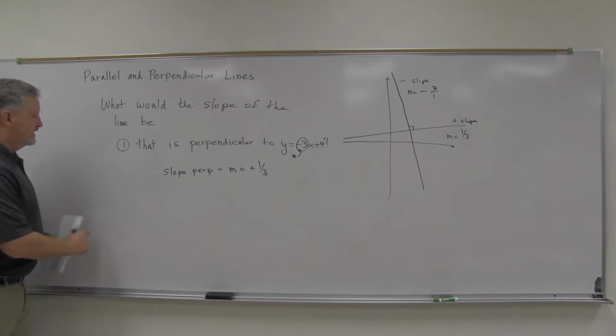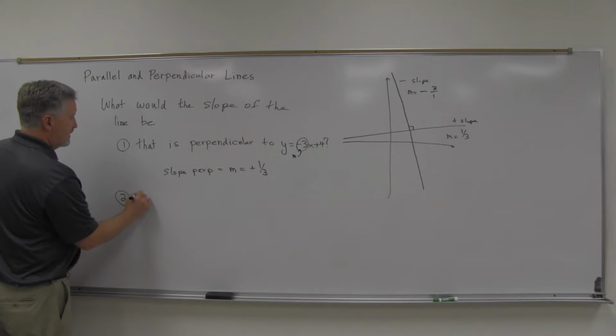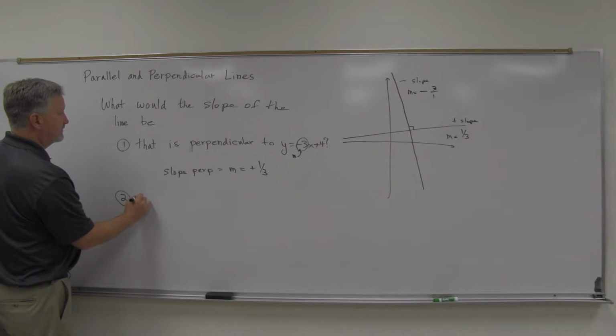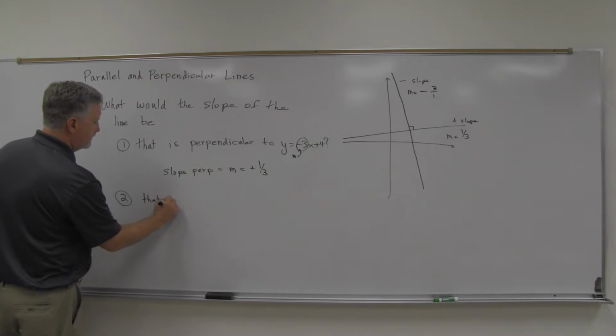All right, number 2. What would be the slope of the line? What would the slope of the line be that is parallel to?